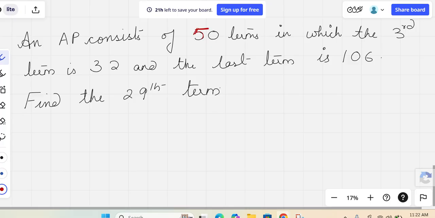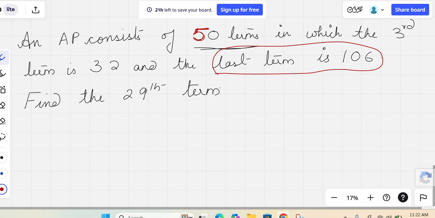What does the first sentence tell you? An AP consists of 50 terms, right? And then it says the last term is 106. So which term is 106? The 50th term. A50 is equal to 106. How do you write A50? A plus 49D. Is that correct?